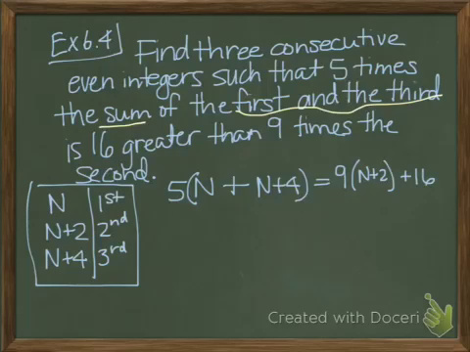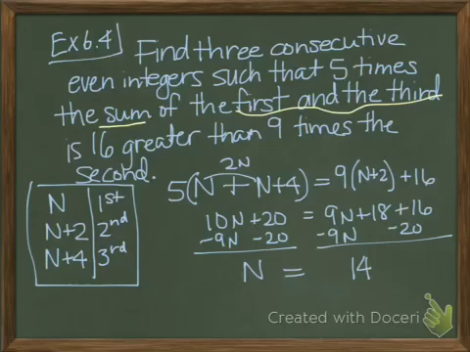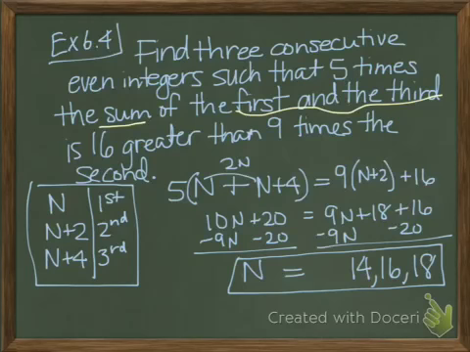So from here, we just multiply it out. N plus n is 2n. 5 times 2n is 10n. 5 times 4 is 20. That is equal to 9n plus 18 plus 16. We can subtract 9n from both sides and subtract 20 from both sides. We're left with n, which is equal to 14. Now we were looking for 3 consecutive even integers. If 14 is the first, our second one would be 16 and our third one would be 18.